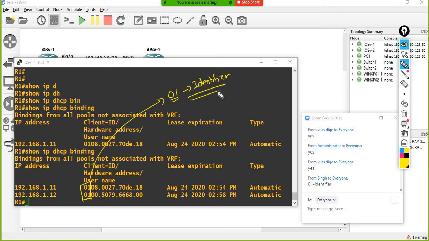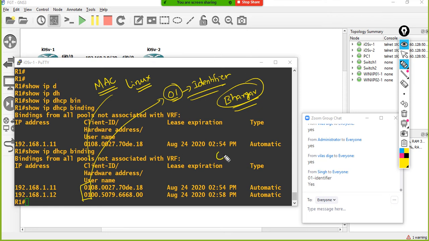Can somebody check it and let me know by tomorrow? Yesterday I gave one question to Bhargav, and he didn't come back to me. 01 is the identifier, that's correct. What is this identifier? In case you connect a Mac operating system or a Linux operating system, maybe that code is going to change. Maybe for Windows computers it's showing 01 like that. Is that your meaning, madam?